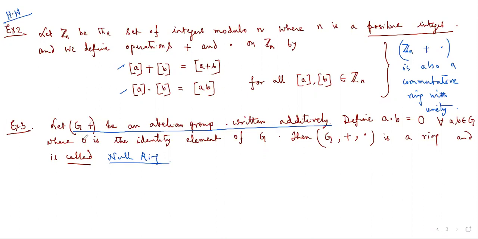Suppose you can construct any capital G, any group where a particular addition operation is defined. But in that particular group, if you choose any two elements and their composition with respect to the multiplication always results in 0, where 0 is the additive identity of that group, then such a structure is called a ring, and this ring is called the null ring. That is a very important fact.